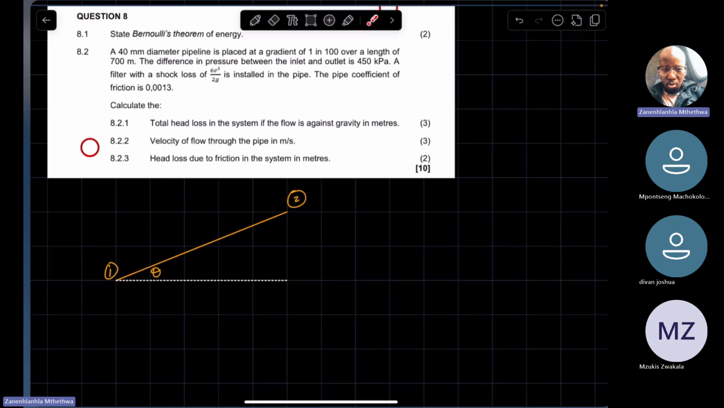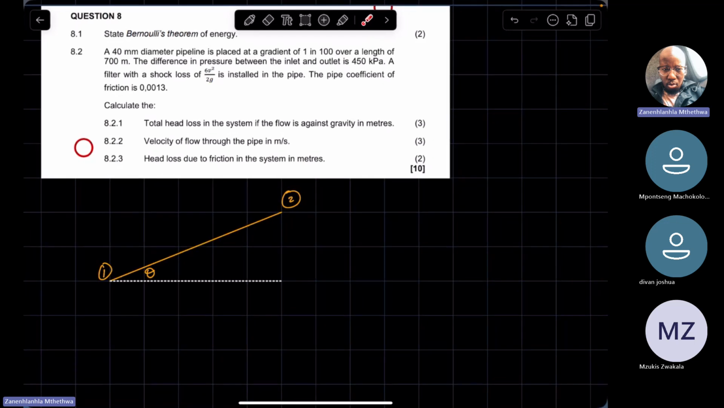Are we still here? Yes, sir. All right. So my question is, what given data suggests that the inlet would be at the bottom and the outlet at the top? All right. So that would be the change in pressure.